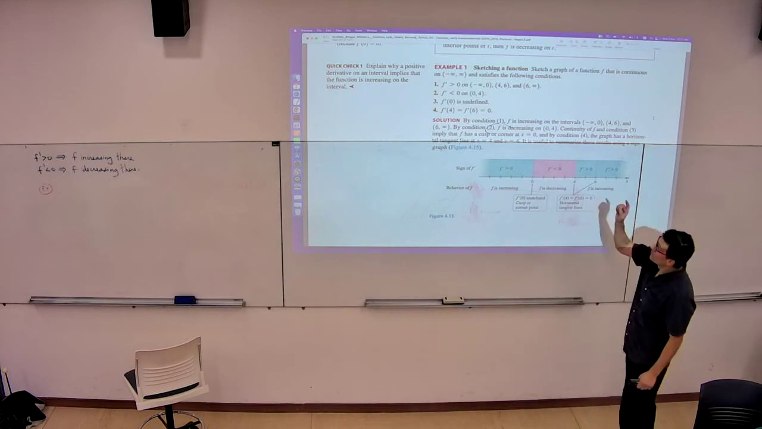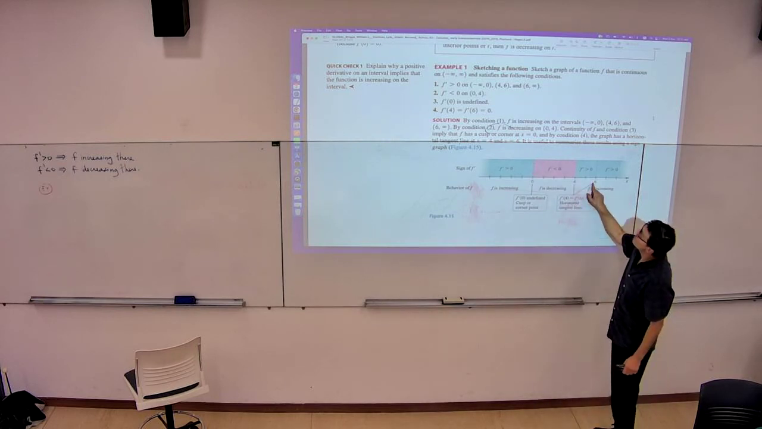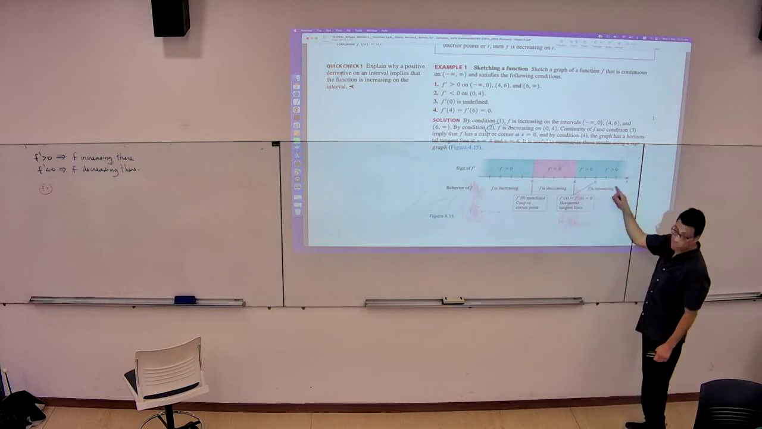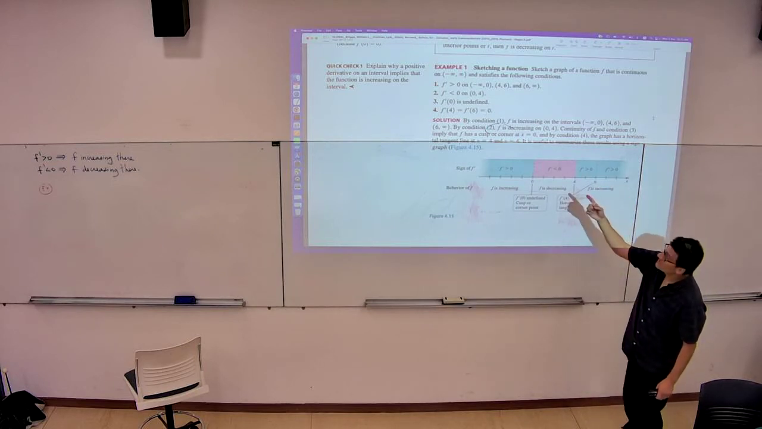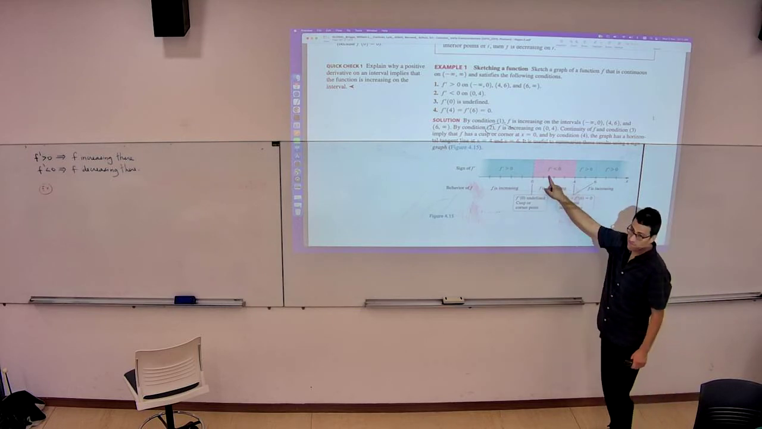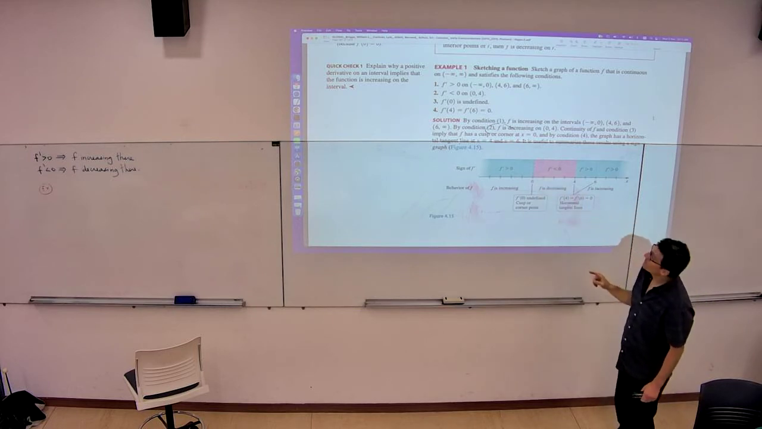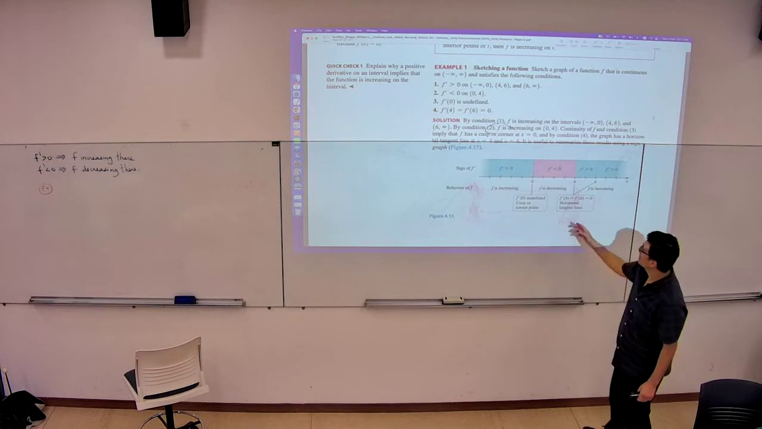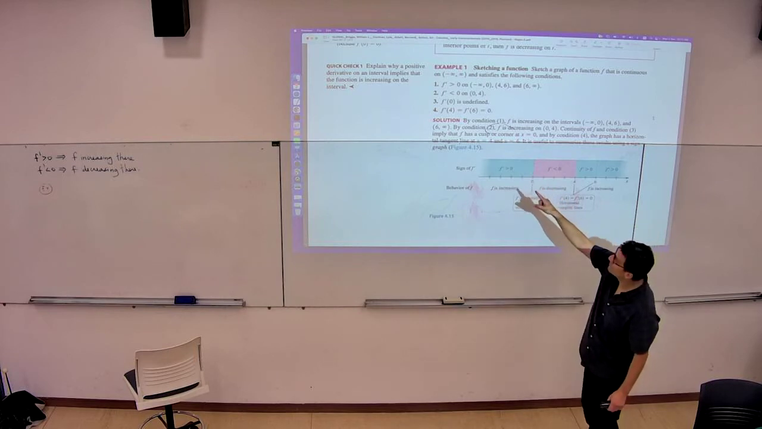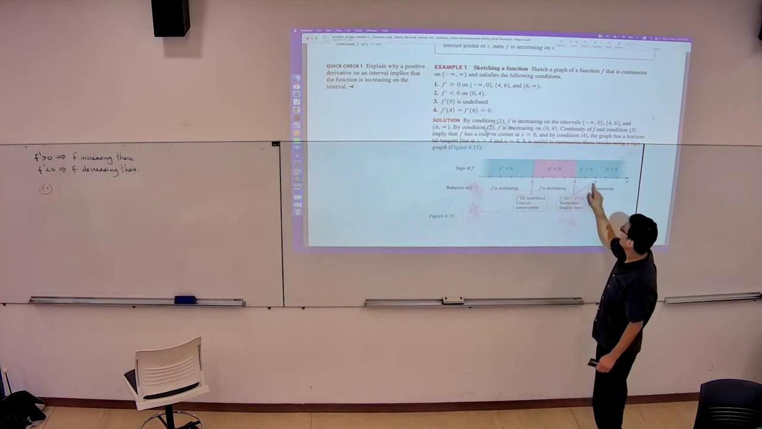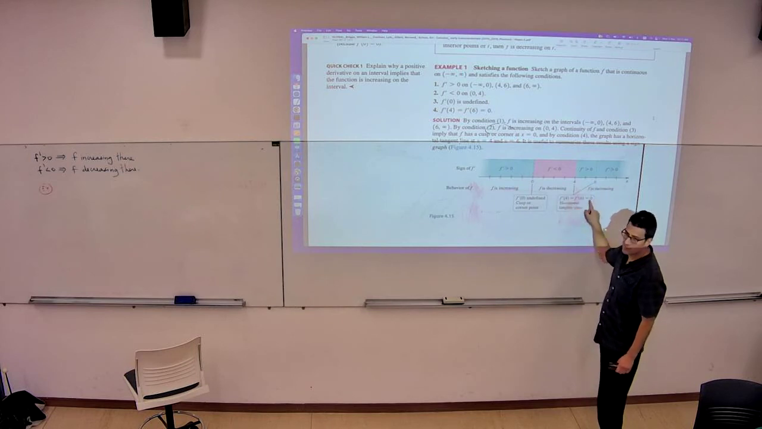So f prime is positive on (4, 6), and then positive as well from 6 onward, (6, infinity). Then the derivative is negative on (0, 4), so f prime is negative. And the derivative at 0 is not defined. And we're told as well that f prime at 4 and at 6 is equal to 0.